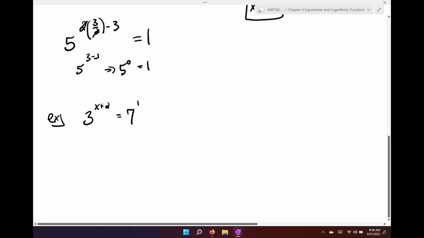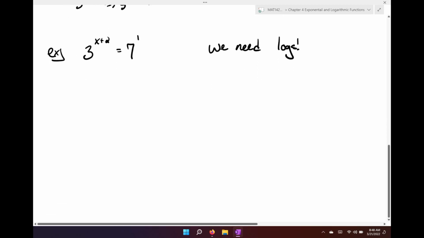So what we need to do is figure out an interesting way to actually solve this problem. And the answer to that question is logs. Okay, logs will allow us to solve this problem. So there's going to be a couple key steps that we want to do. So I'm going to write them down first. All right. So to solve exponential equations.